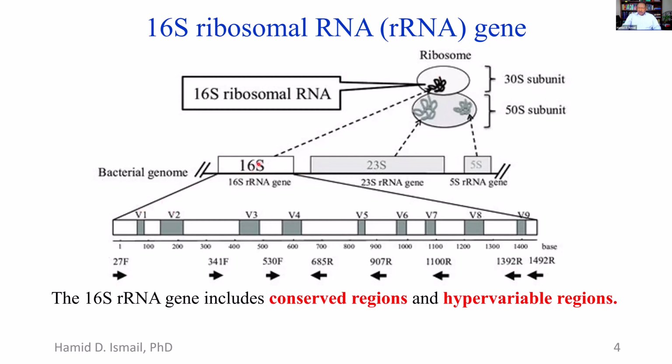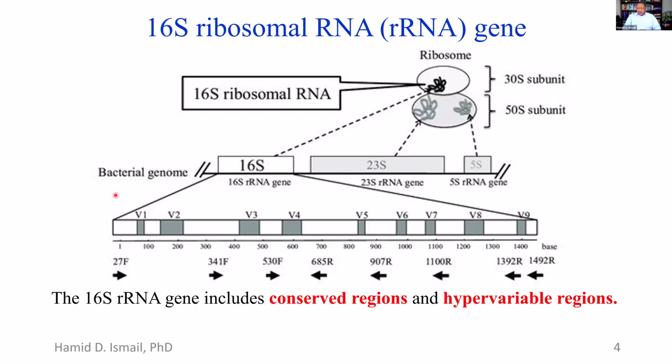And 16S, of course, is like a DNA sequence. And this DNA sequence can be divided into conserved regions and hypervariable regions. That means in the conserved region, the rate of mutation is very slow.